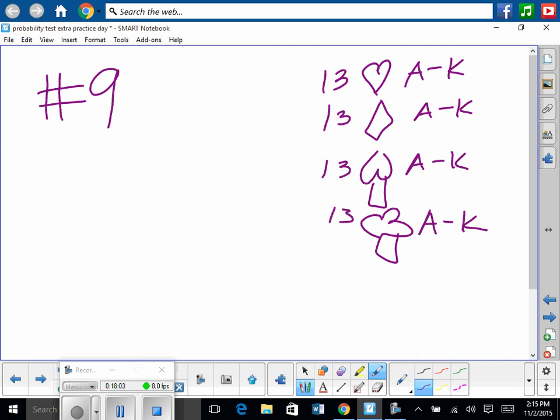So what's the probability of drawing first an ace? Well, how many aces are in the deck? 4. So there's a chance of 4 out of 52 on the first one. That does not mean we're drawing 4. That's the chance of drawing an ace. 4 out of 52. That's just one draw.